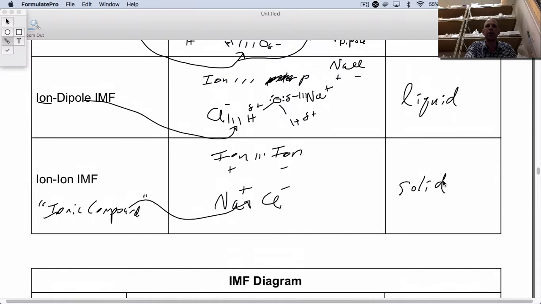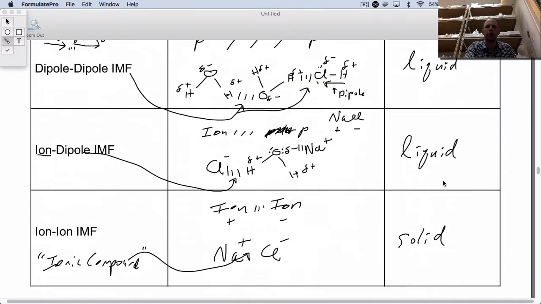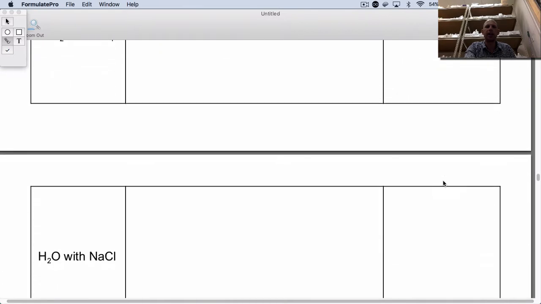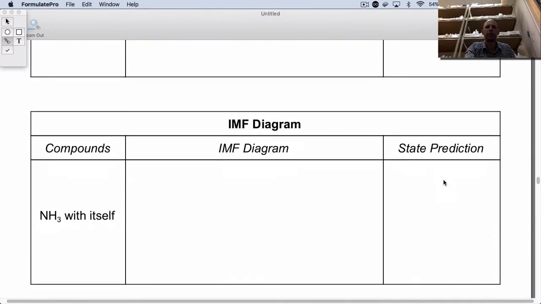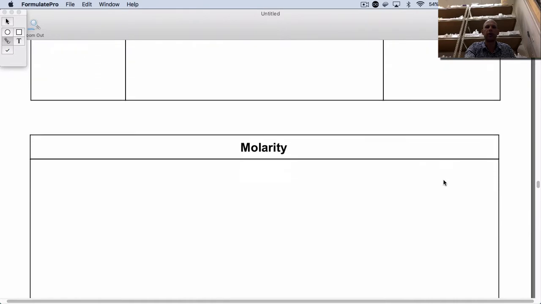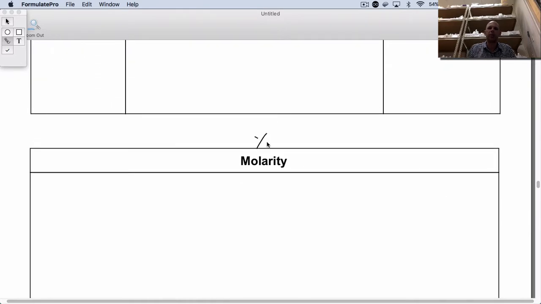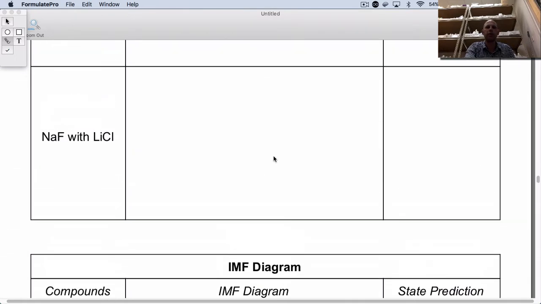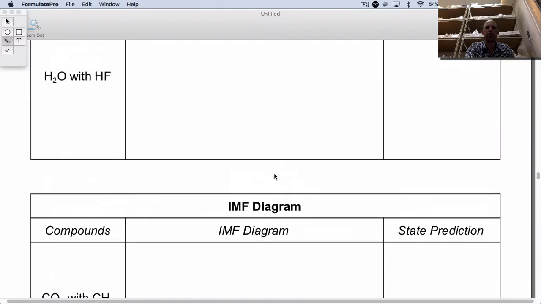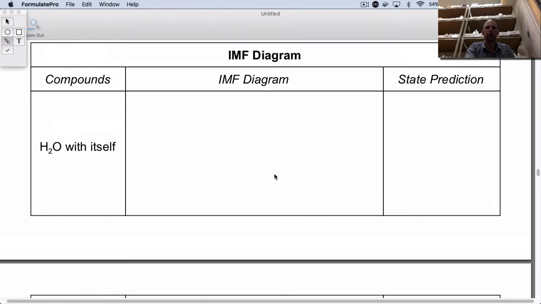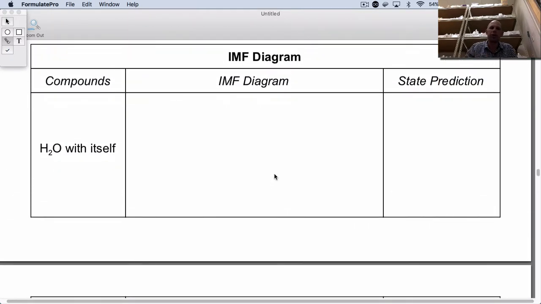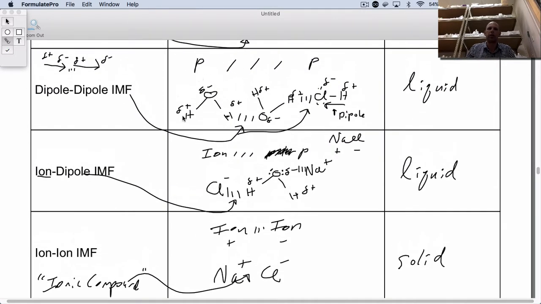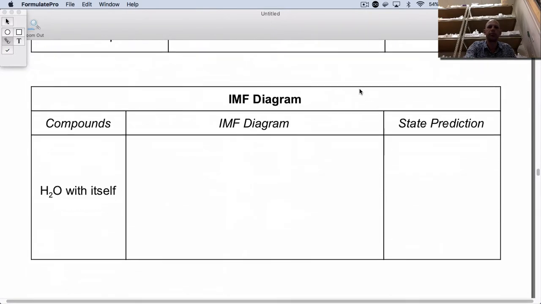Okay. So I want to make sure you have all of these down in your notes, and then I'm going to have you go through and fill out this entire intermolecular force diagram. Okay, and you can never do this enough, and I want you to stop here at molarity. Don't go on any further. So I'm going to do 3 of them, and then I'm going to have you guys finish the rest. Okay, so the first one I'm going to do is water with itself. Well, water with itself has already been done right here. So it's going to look like this, and it's going to be a liquid.